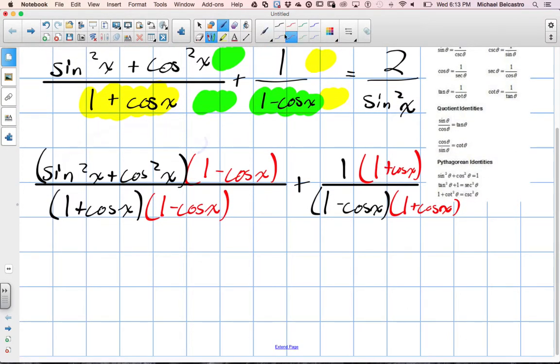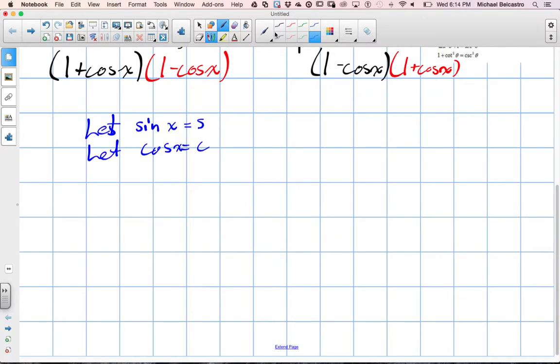One way to make things simpler, and you can write let statements, but you don't really have to if you're only writing to yourself, is to say let sine x equal s, and let cos x equal c, because they're the only ones we're working with, right? And now I have s squared plus c squared, which is something a lot simpler to look at rather than a ton of letters. We're going to do that. If it's not helpful, we'll just go back to where we were. But that helps us when it comes to factoring things, at least I find that.